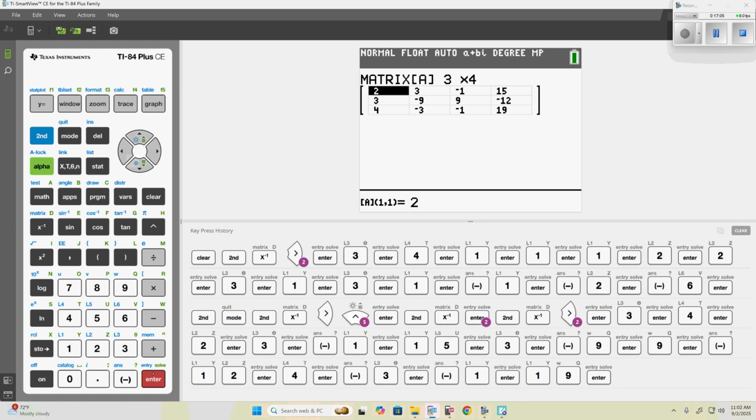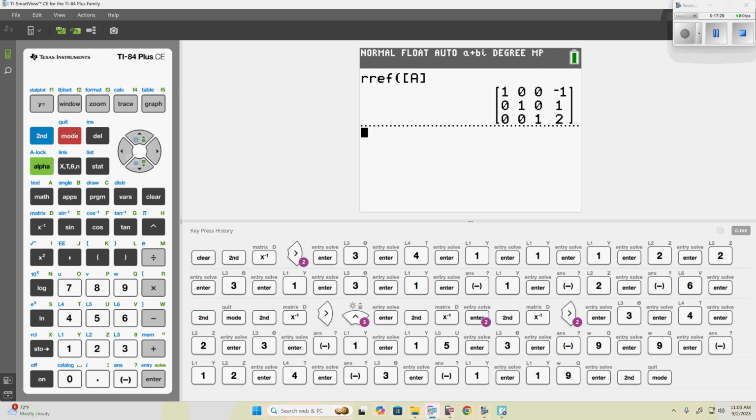Once you get the whole thing typed in, second quit. What's interesting here is if we go math, enter, enter, it will turn it back into fractions. Did everybody get it typed in? Yes?